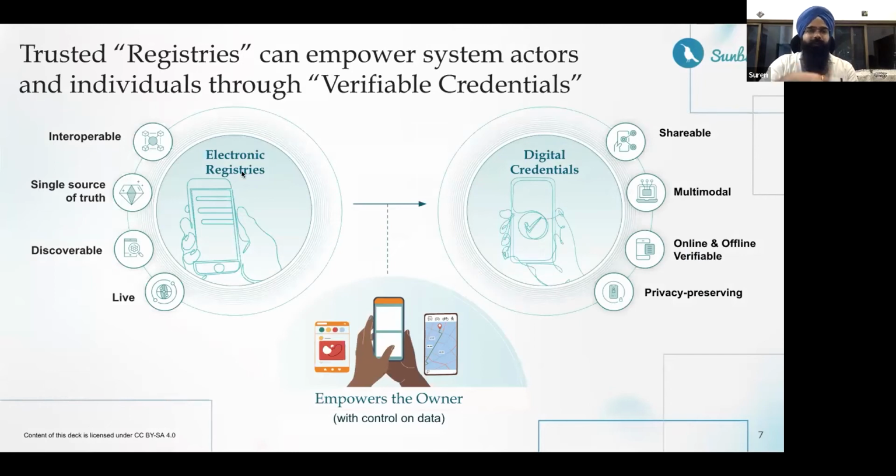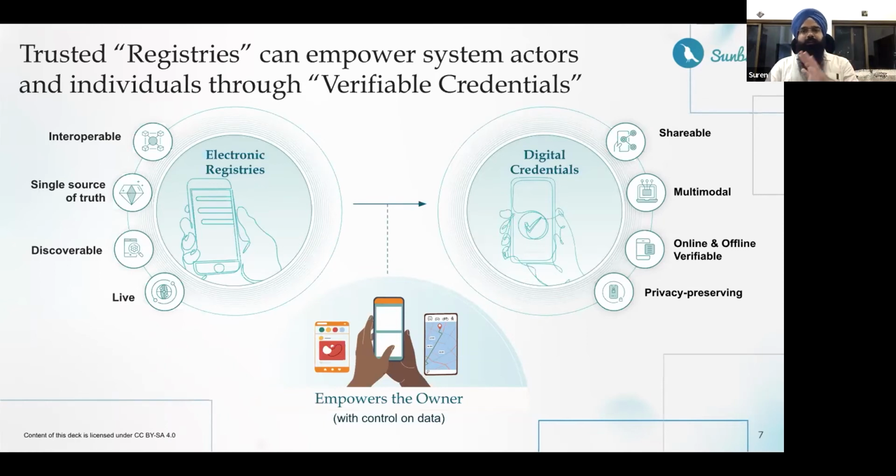And the way Sunbird RC is constructed, it's a very low code, rapid rollout framework, which allows you to create registries of various types. These registries can interoperate with each other if they're built on the common spec, the common framework. They inherently become the single source of truth, and we will see in the subsequent slide why we say that. The claim and attest workflow makes them the single source of truth because the information is always up to date and trusted. They provide discoverability out of the box, and they are live, meaning that the data is up to date.